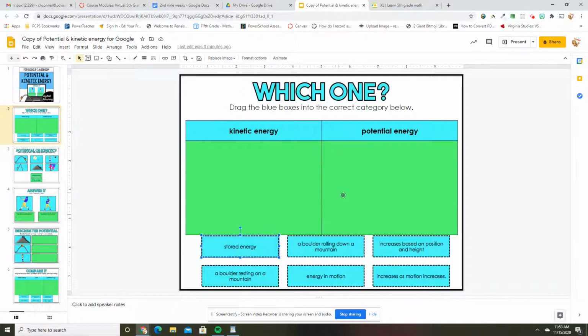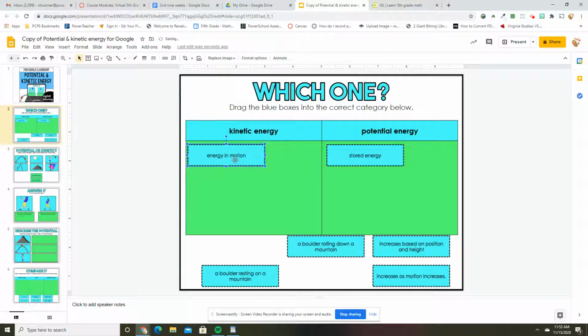Well, stored energy is potential energy. Potential energy is like the apple that is hanging from the tree. It has potential energy. It can fall, but there has to be a force for it to fall. So that is why it is a stored energy. Energy in motion is kinetic energy. The apple falling from the tree, that is kinetic energy.